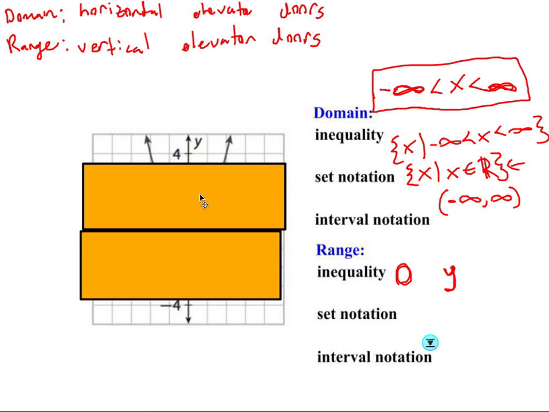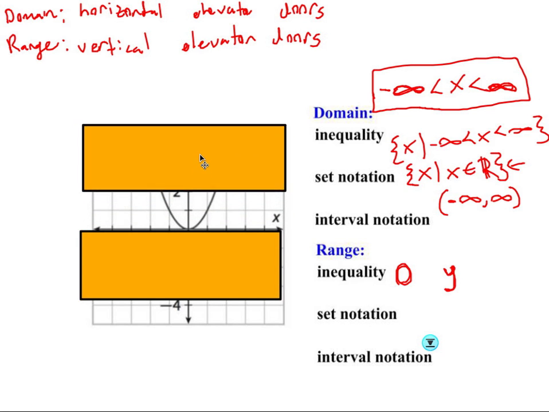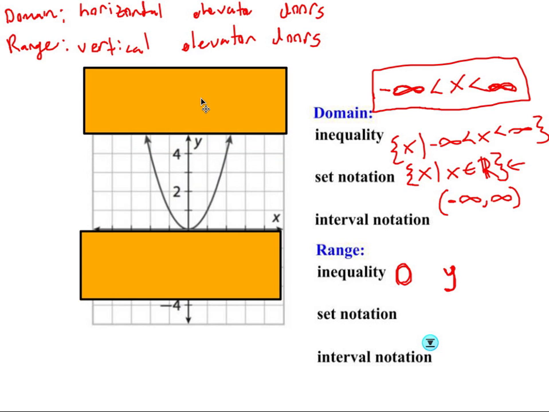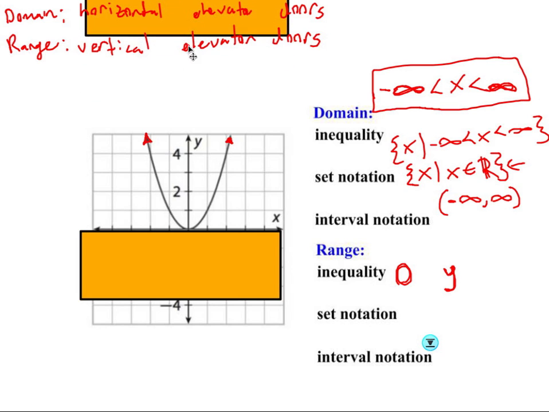Now, let's look at the largest value. Where is this top elevator door going to stop just so that the graph squeezes through? So here we see the arrows, and these arrows basically mean that the graph keeps on going up and up and up, and it never stops. And so another way of writing that is that the largest value is going to be infinity. Now, just as with the domain, when we have infinity, we have to use less than, so we have less than right there.